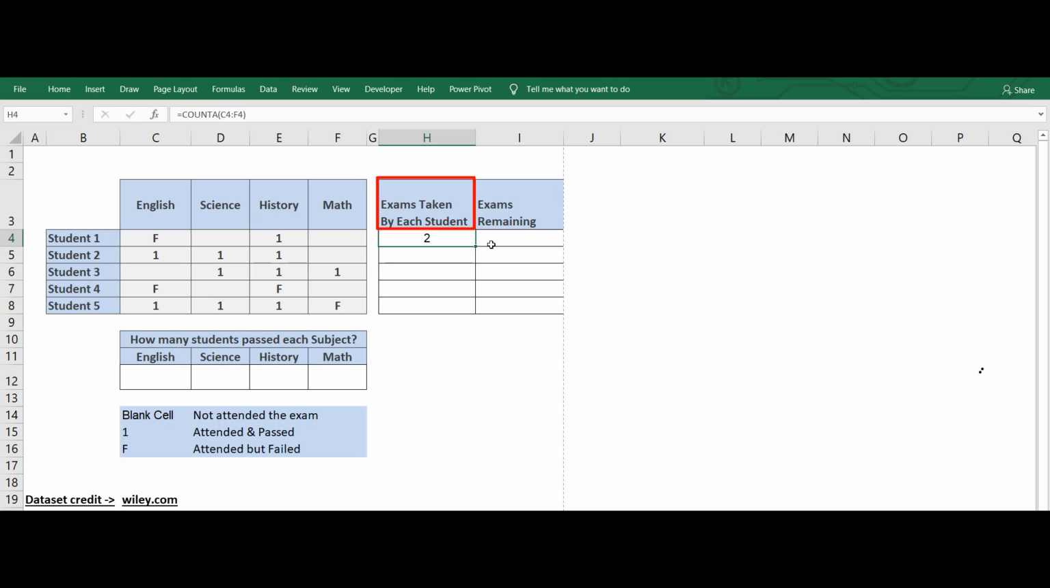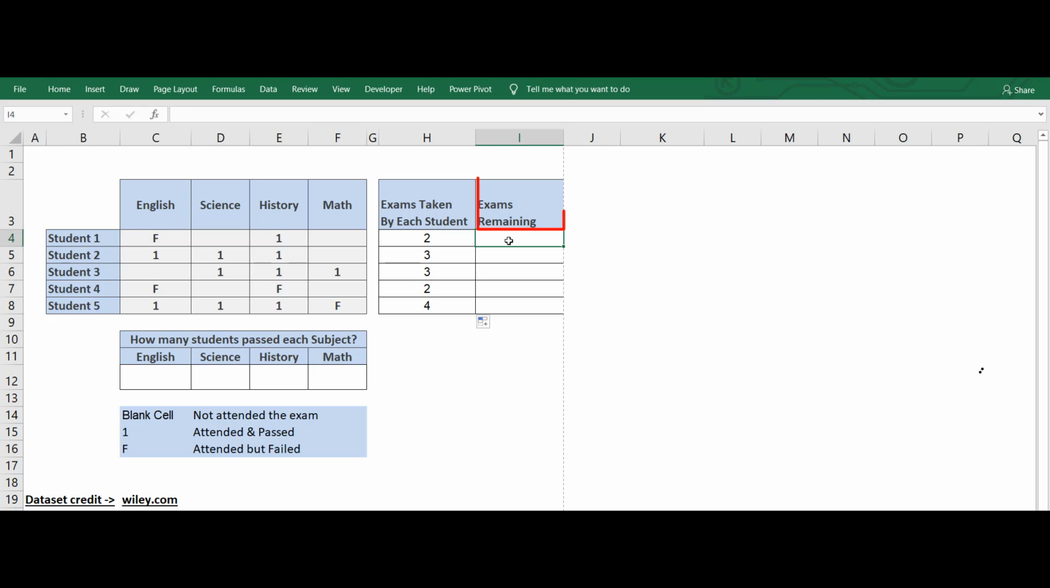COUNTA. Right, 2 exams, 3. So here you can clearly see he attended 3 exams. Here he attended 4 exams. Even if fail or pass, it doesn't matter, because to answer this question, you need to consider all the attended exams.